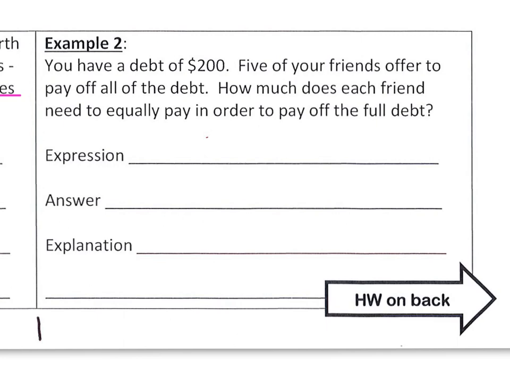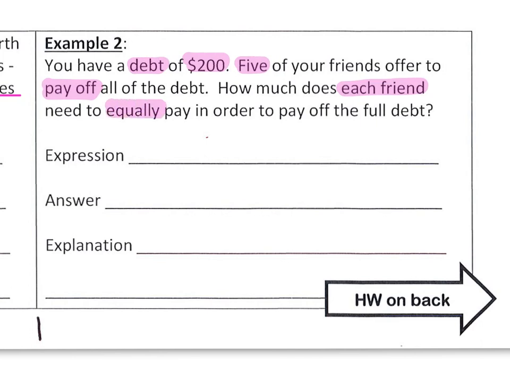Okay, another word problem we're going to do together. So this example 2 says, you have a debt of $200. 5 of your friends offer to pay off all of the debt. How much does each friend need to equally pay in order to pay off the full debt? So I'm looking through to highlight important information. I see a debt of $200. And then I see I have 5 friends offering to pay off my debt. The question is, how much does each friend need to equally pay?